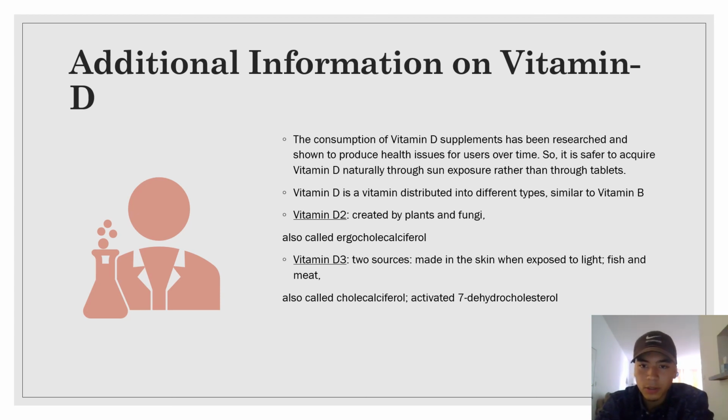Vitamin D is distributed into different types. So vitamin D2, vitamin D3, there are different names for these, and they're not the same, but they're still branched from vitamin D.